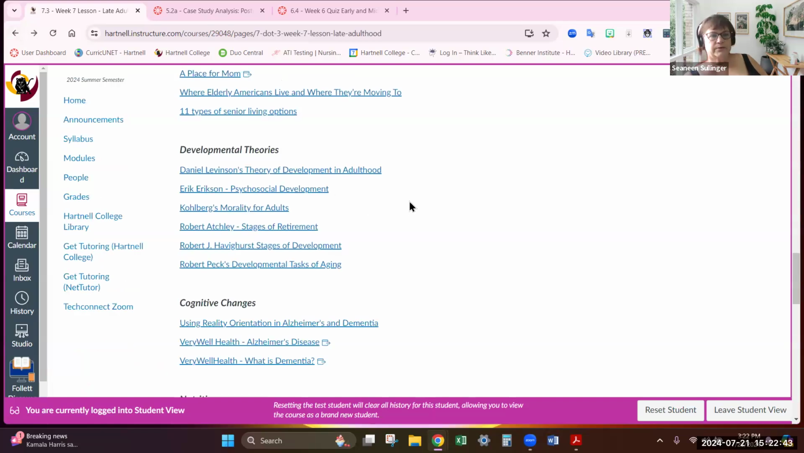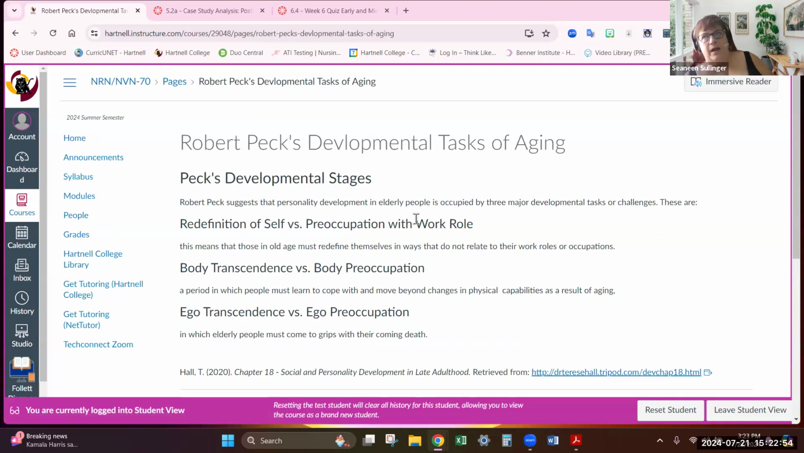And so that covers, we did Havighurst and we did stages of retirement. And so now we'll look at Robert Peck's developmental tasks of aging. So remember that Havighurst actually goes through all of the age groups. We just have sort of been focusing on the early, middle, and late adulthood stages of his theory. But Peck's theory talks about tasks of aging. And these are kind of weird words, but this is one of the theories. And so what Peck is saying is that the personality development in elderly people is occupied by these three, what he calls major developmental tasks or challenges.